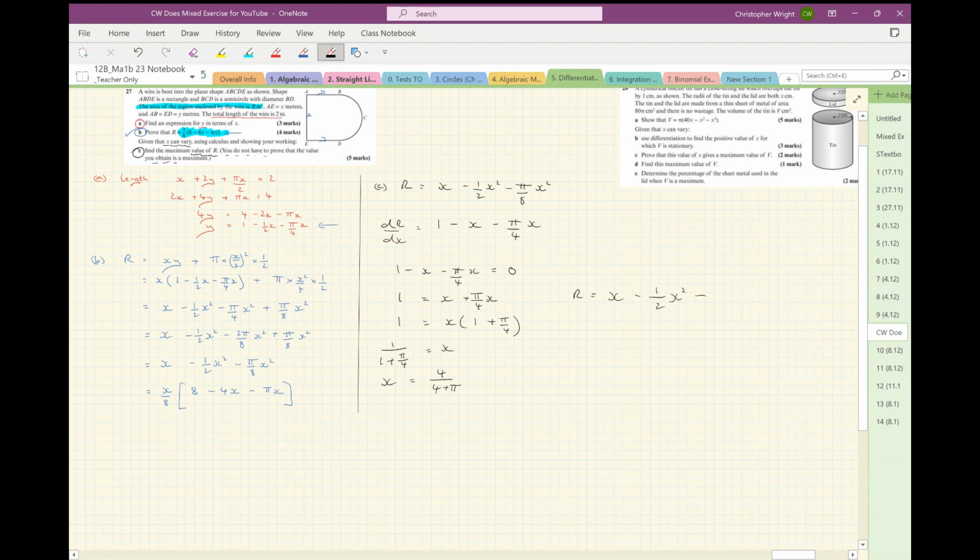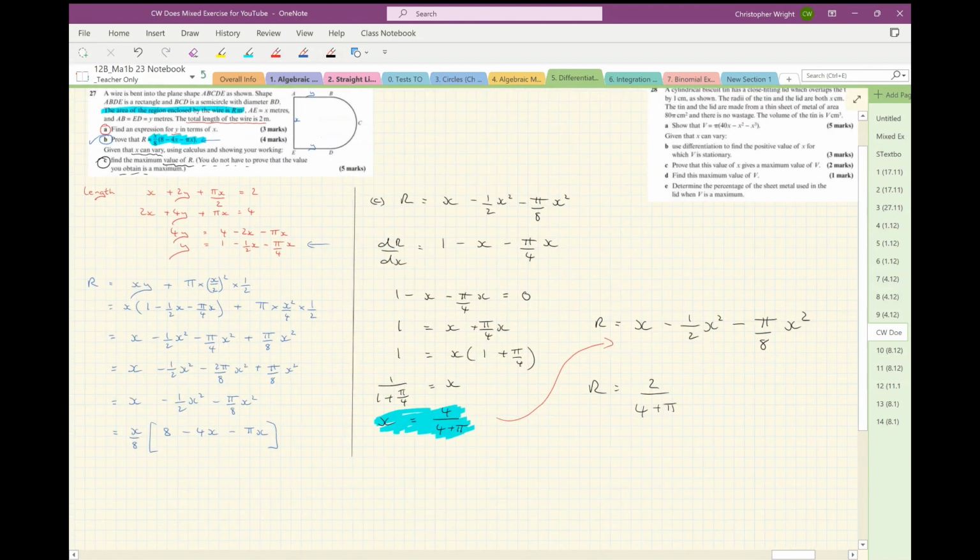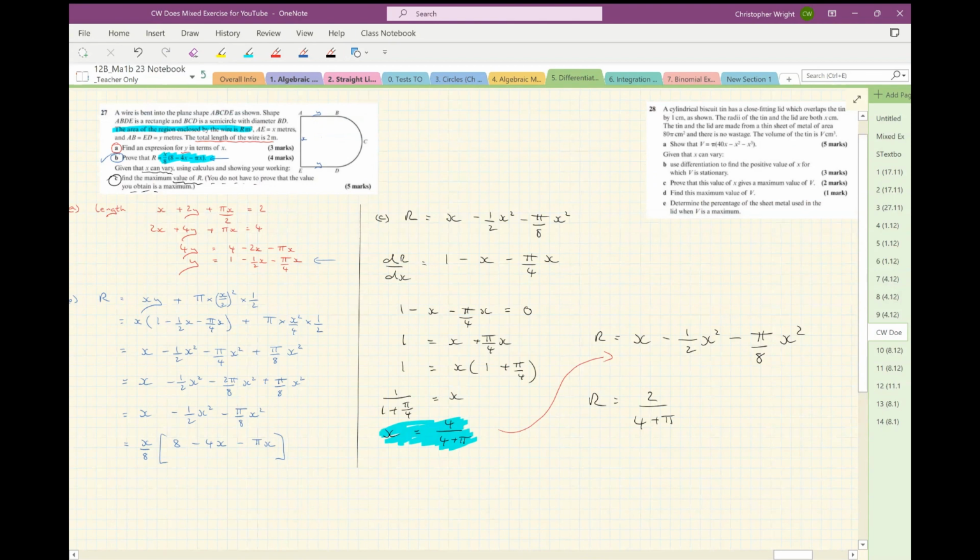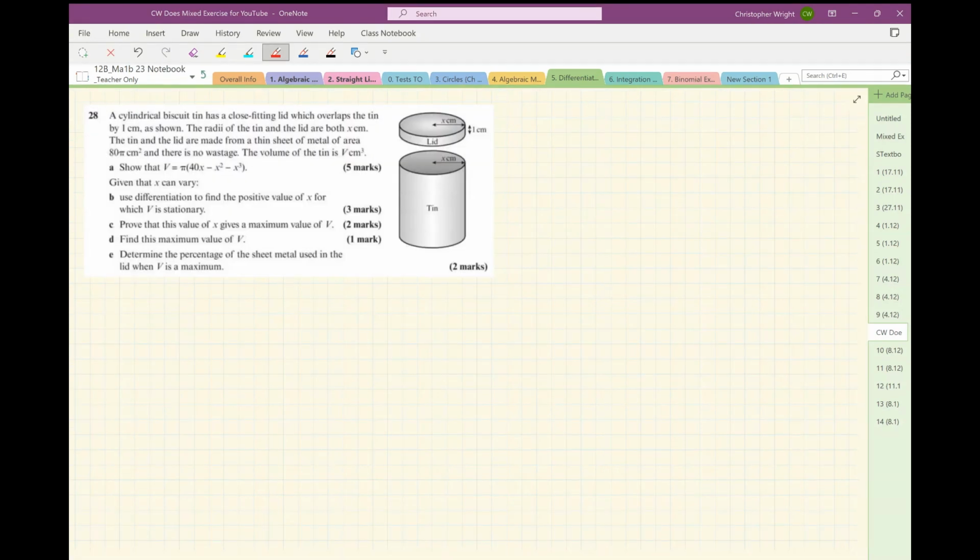Here we go. And I'm going to need to substitute in x equals 4 over 4 plus pi into that expression for x. Now, if you do that successfully and carefully, you will end up with r equaling 2 over 4 plus pi. And I'll leave you to sort that out yourselves. And that's 27 done. Question 28.